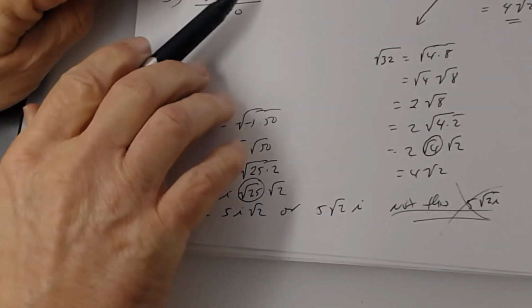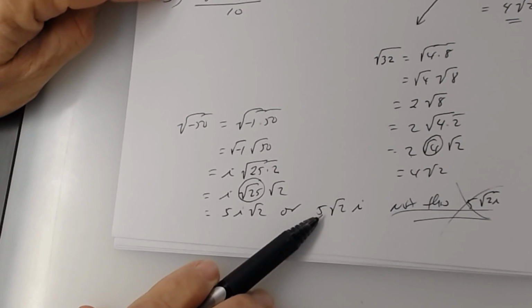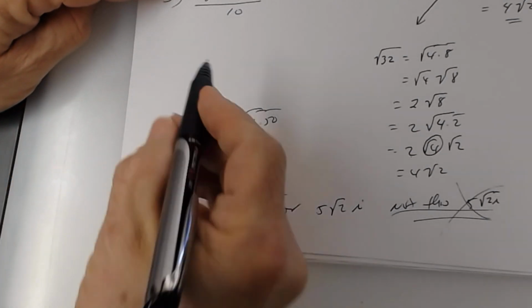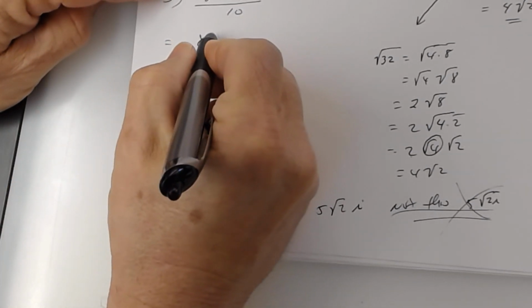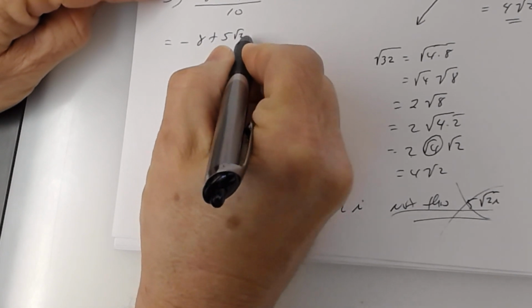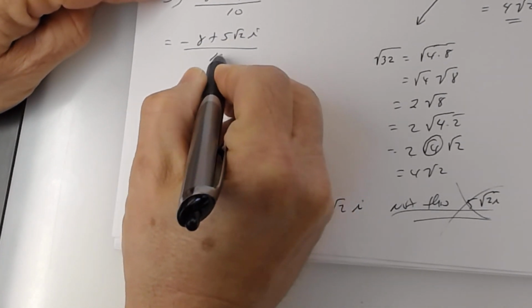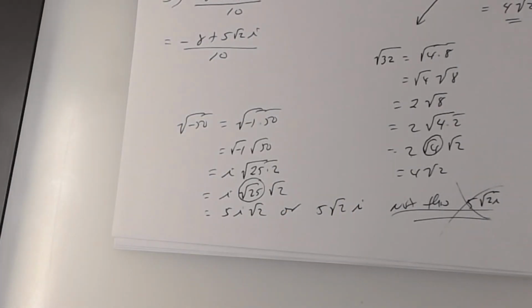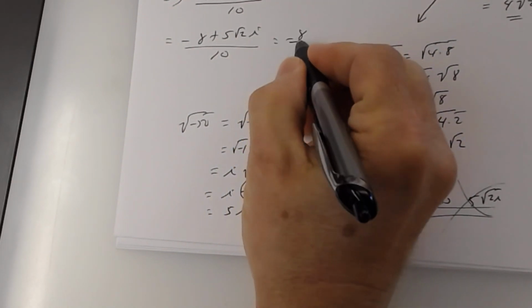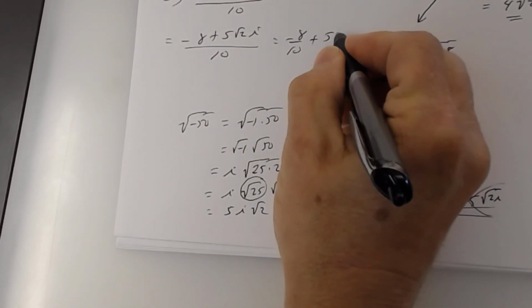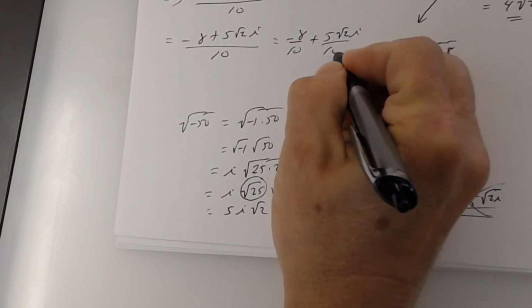All right, so then I'm going to go ahead and rewrite this as 5 square root of 2 times i over 10. And then they're going to ask you to write it in standard form. So that's negative 8 over 10 plus 5 square root of 2i over 10.